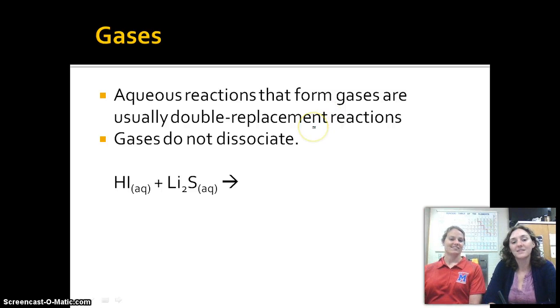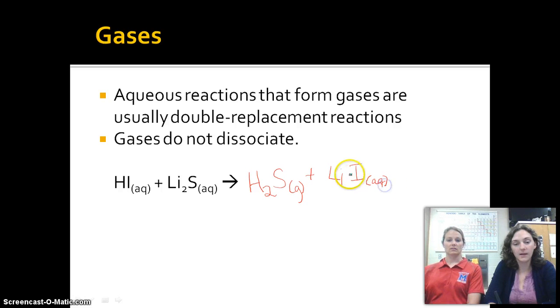So you're going to do a double replacement here. You're going to get H2S. H is a +1, S is a -2, so we're going to have 2 H's for every S. It is going to be the gas. Okay, and now do the other one. LiI, +1, -1 cancels, and that one's going to be the aqueous. Okay, and then balance. We need 2 H's. That makes 2 I's.